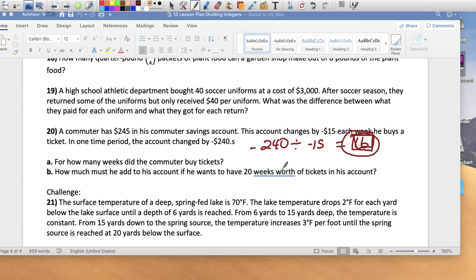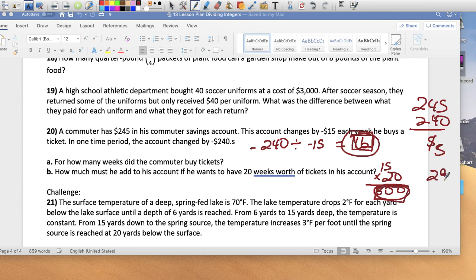How much must he add to his account? He wants to have $20 worth of tickets in his account. Well, he spent 240, so he had 245. He spent 240, 16 weeks. That means he has 5 in his account. To have 20 weeks worth, well, let's see what 20 weeks worth equals to. 20 weeks worth of tickets, right? It's going to cost him $300. Well, he already has $5 in that account, so he literally only has to put $295.